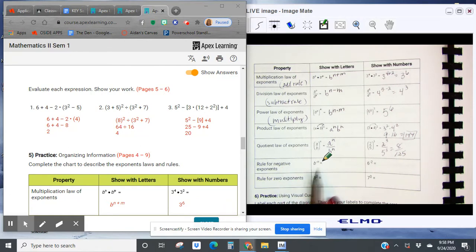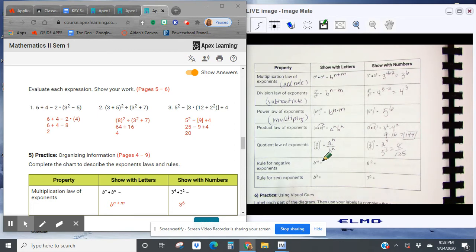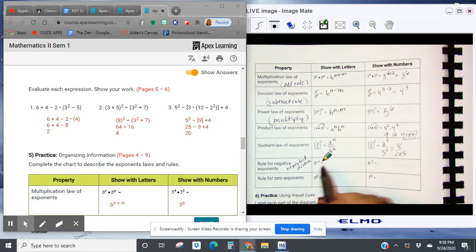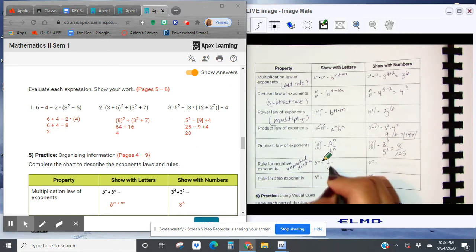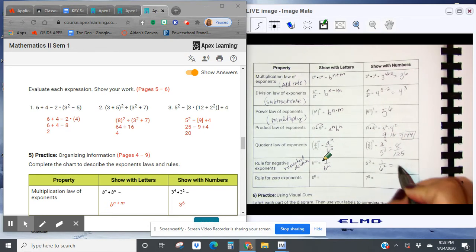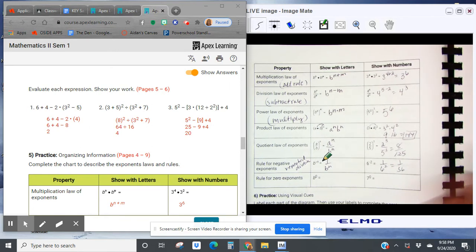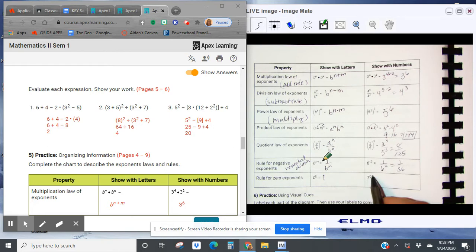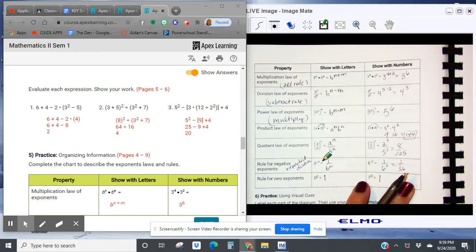The rule for negative exponents. Anything that is repeatedly multiplying is a positive exponent. Anything that is repeatedly dividing is a negative exponent. So this b to the negative n becomes 1 over b to the n. That makes this 1 over 6 to the positive squared. Anything to the power of 0 is 1. So anything to the power of 0 is 1. We will be practicing these a lot in class.